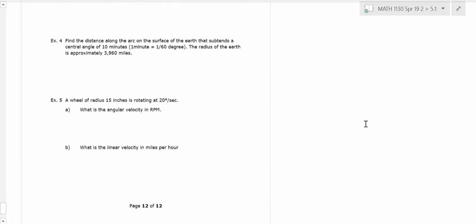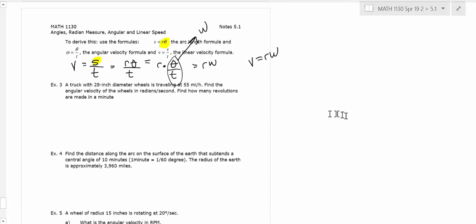Okay, so I'm going to do just a few more examples on this, kind of putting this together. I think in pre-calc, we don't go through this as much in depth as you do in a regular trig class. We do some harder examples. We just kind of do an overview in this class. So what this problem is saying is you have a truck with a 28-inch diameter. The wheels are traveling at 55 miles per hour. We're going to find the angular velocity of the wheels in radians per second.